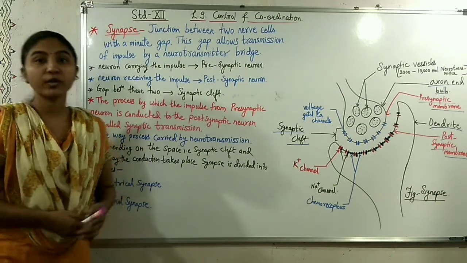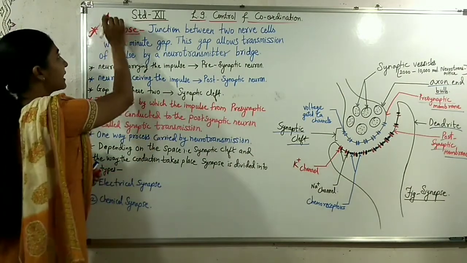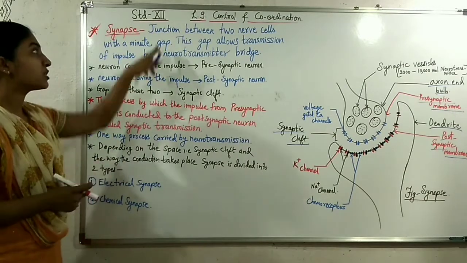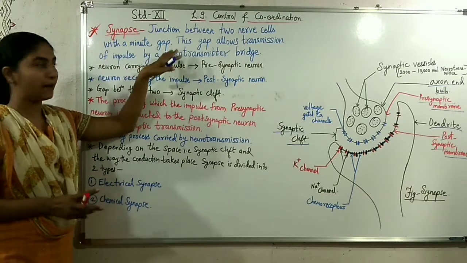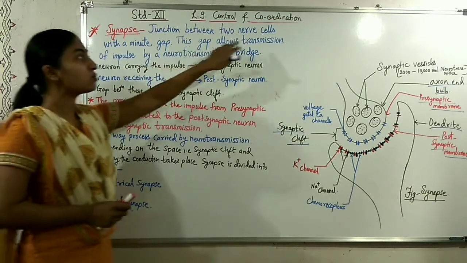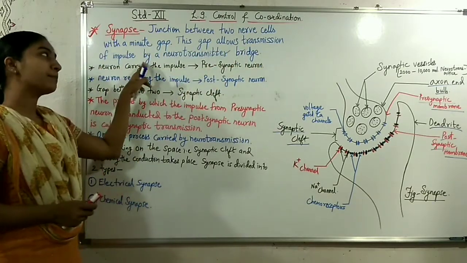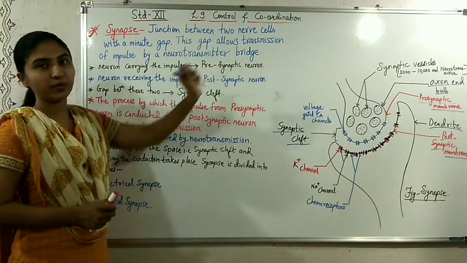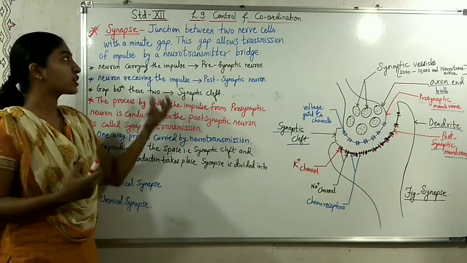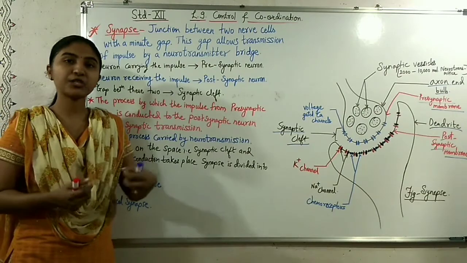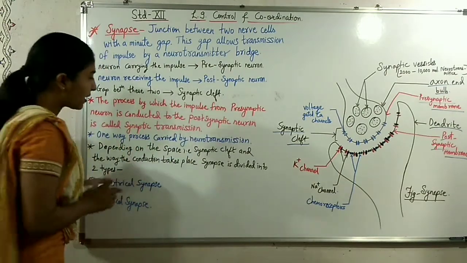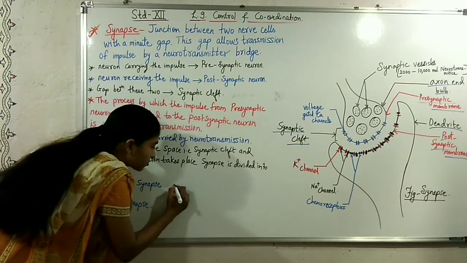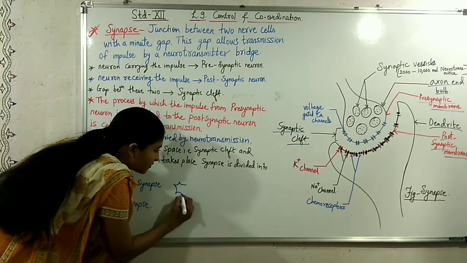So today we are going to discuss the synapse. Synapse is the junction between two nerve cells with a minute gap, and this gap allows the transmission of impulse by neurotransmitter bridge. Now synapse is a junction or a connection between the two neurons or the two nerve cells.